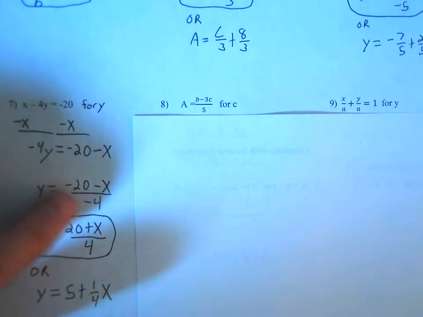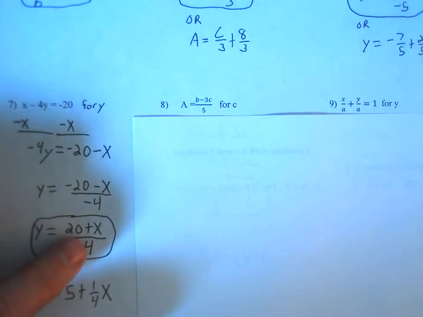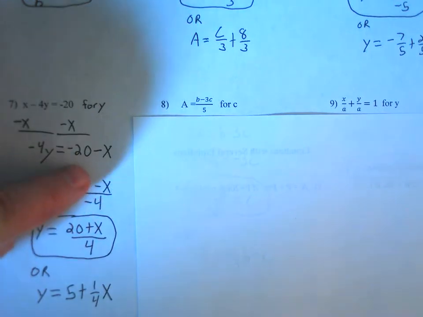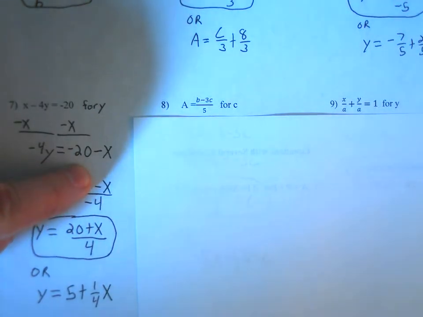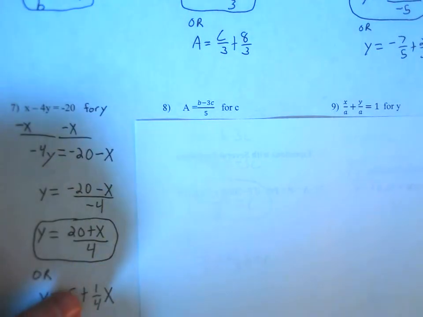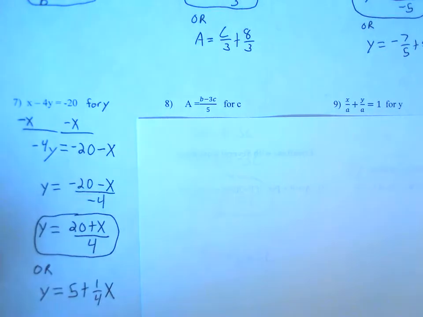Okay, negative 20 over negative 4 turns into positive 20 over 4, or just 5. And then a negative x, remember that's really negative 1x divided by negative 4. So you can reduce that to 1/4 x. Okay, so positive 1/4 x.